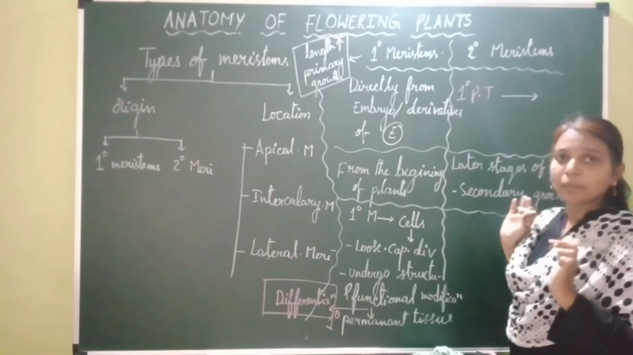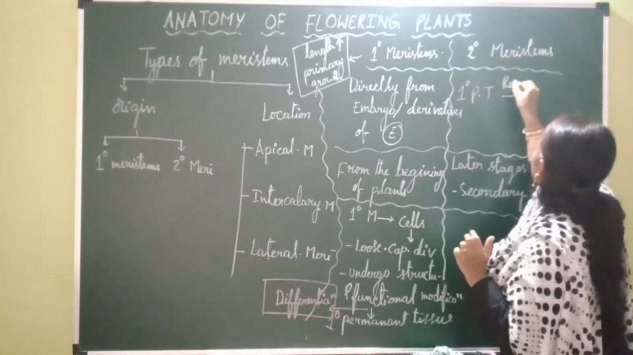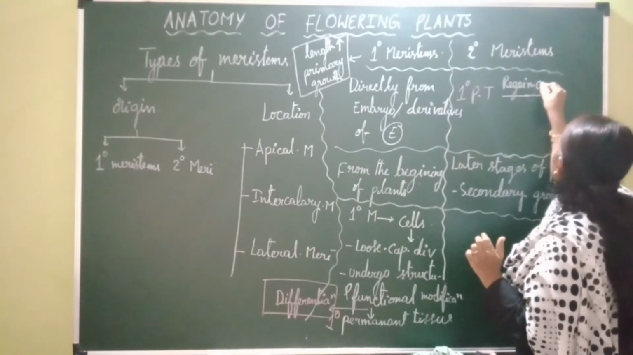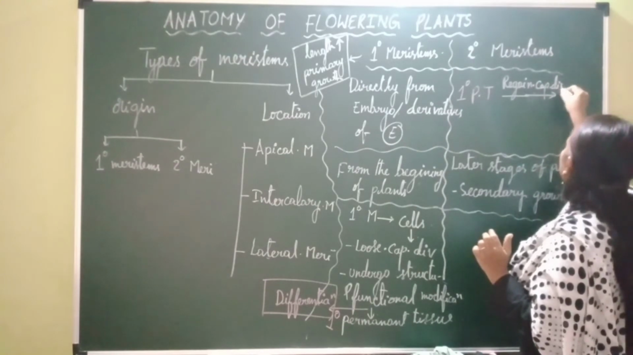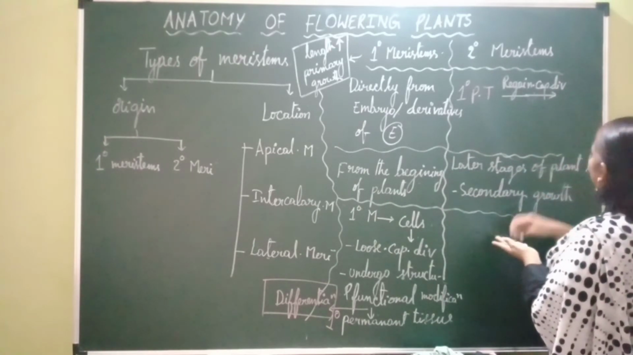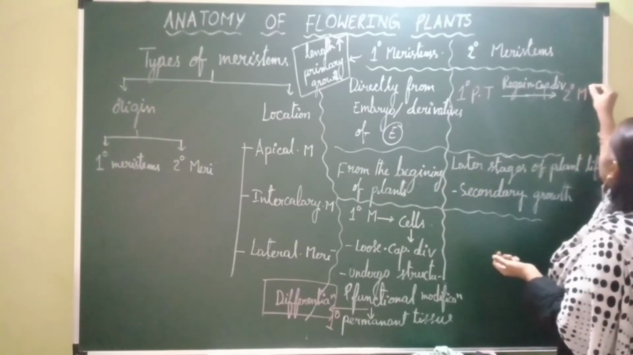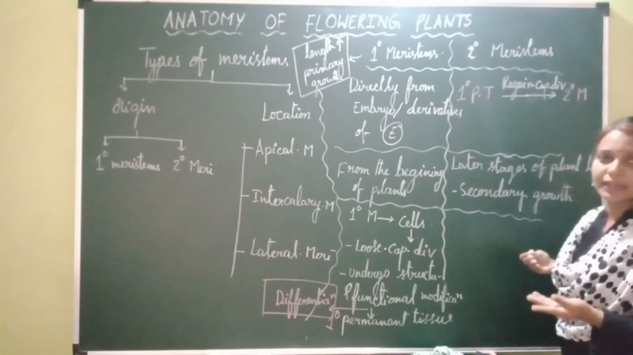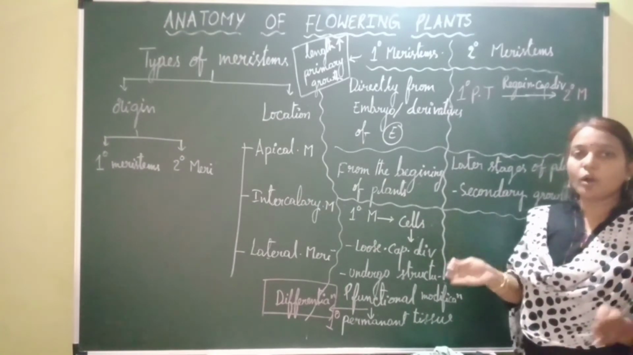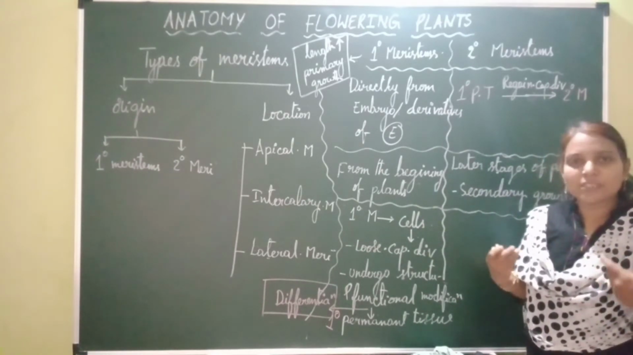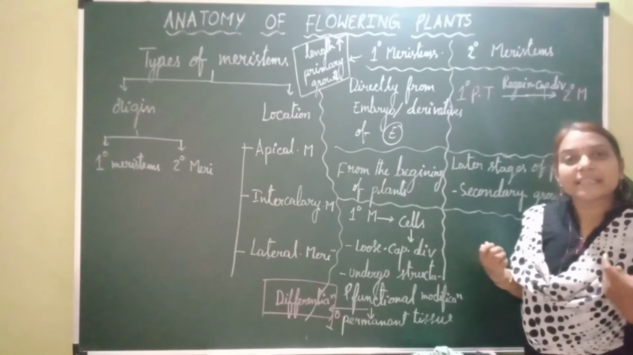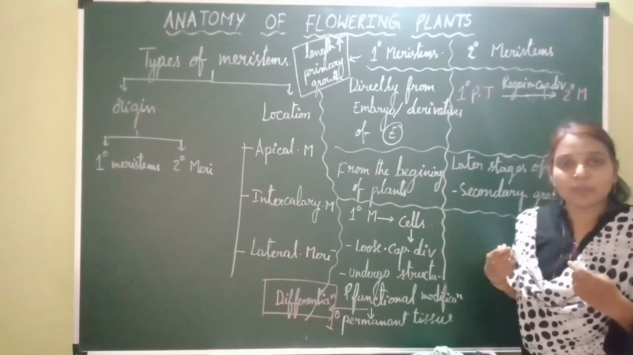Some of the primary permanent tissues regain the capacity of cell division, and they become secondary meristem. So what is the function of this secondary meristem? Ultimately, meristematic cells undergo cell division and form cells. And now the cells which are formed from secondary meristem again lose the capacity of cell division and undergo structural and functional modification to form secondary permanent tissues, which are involved in performing specific functions.